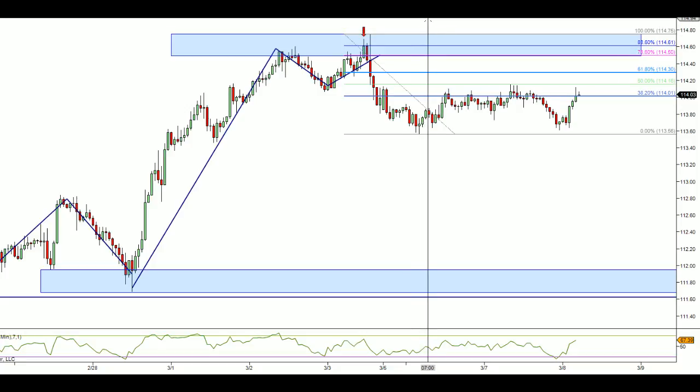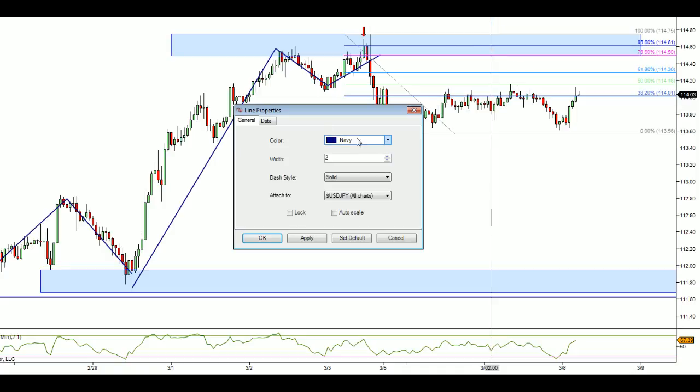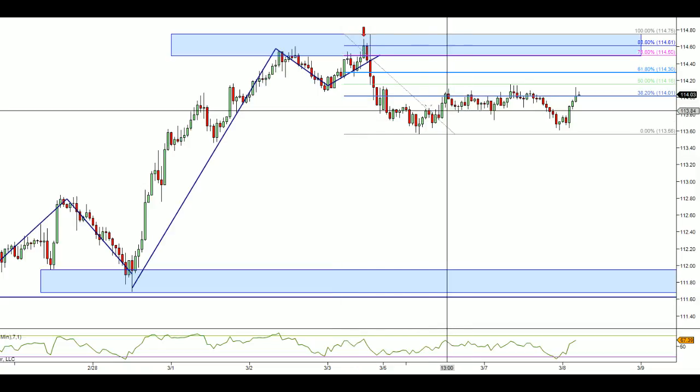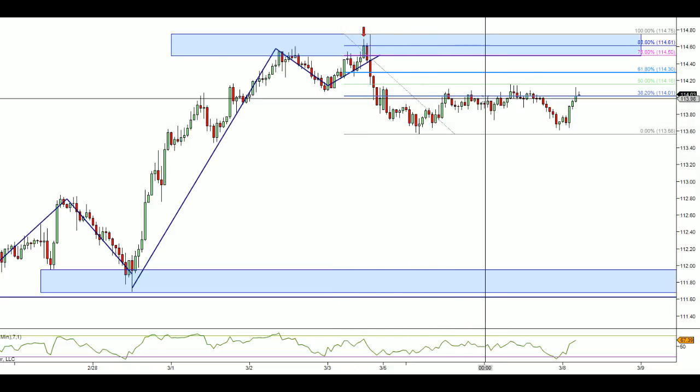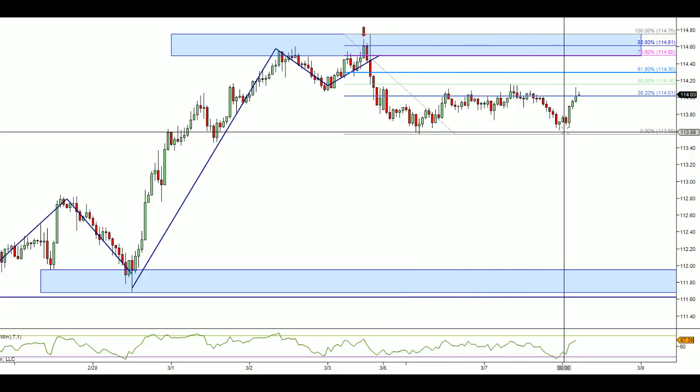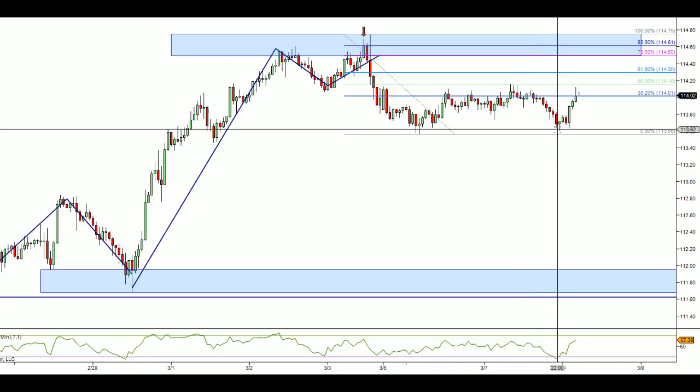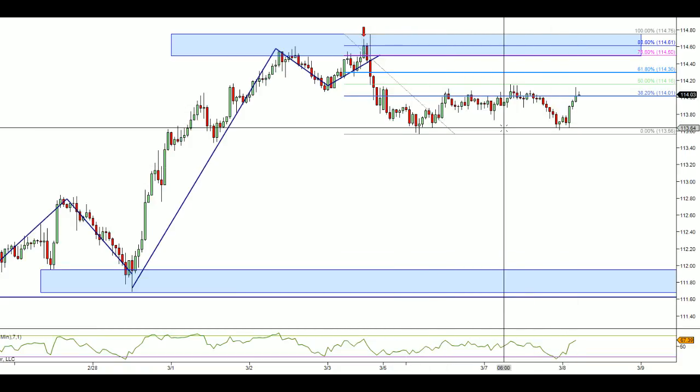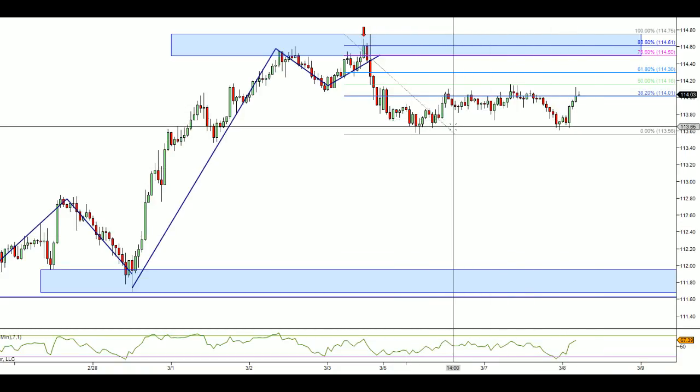So 20 would be 95. I want to be above that by at least 5. So stop somewhere up in here maybe. Now target, we've come down to this level right in here, and we've kind of traded sideways and bounced out. Even though I'm looking to get bearish, I would want to take something off right in here.